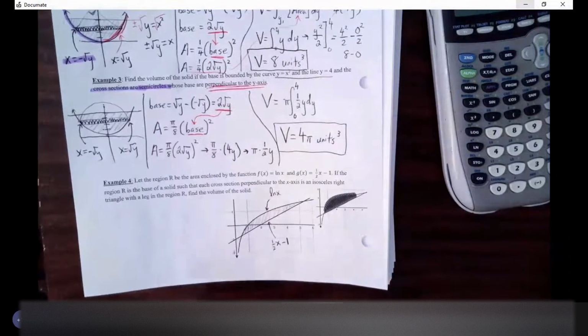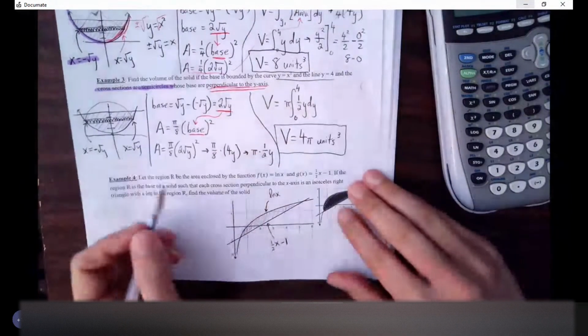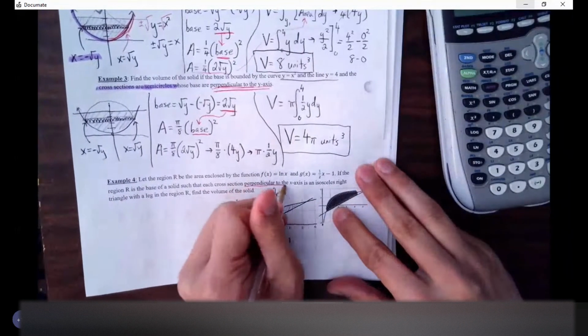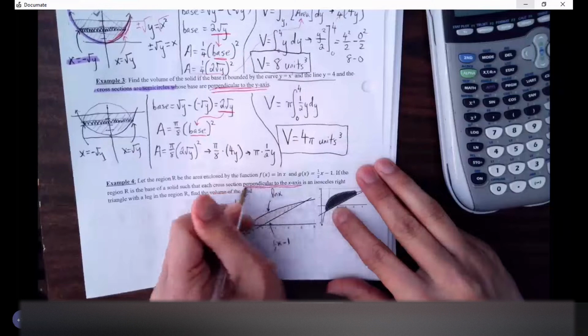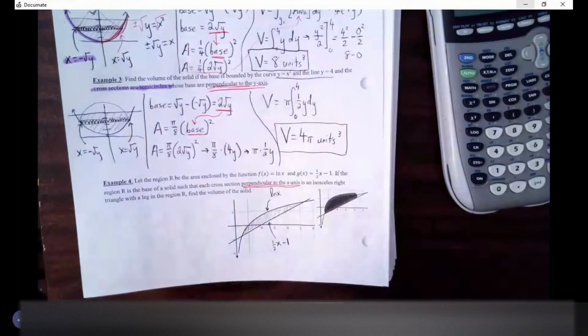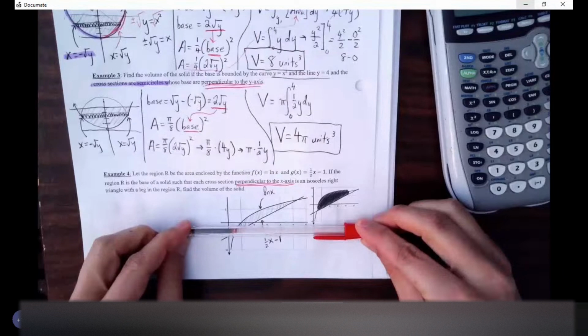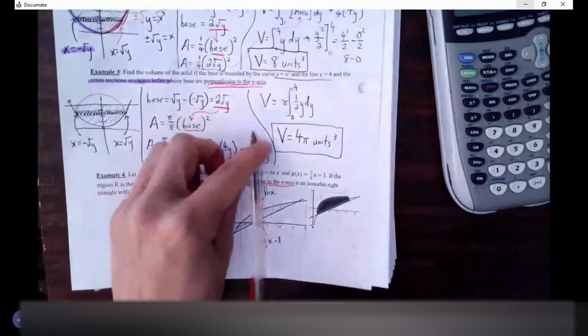All right, first thing we have to establish is what direction do we want to draw our base? Do we want it to be a vertical, top minus bottom, or horizontal, right minus left? Let's see what they say. Perpendicular to the x-axis. That's the instruction. So x-axis is here. We want something perpendicular to it. So we have to switch it to a vertical.